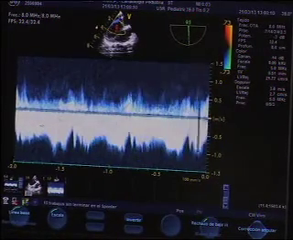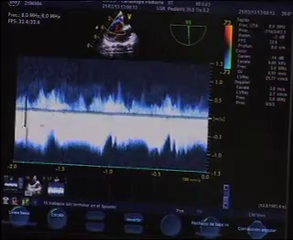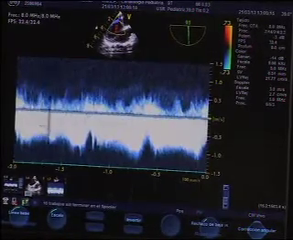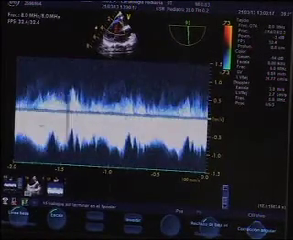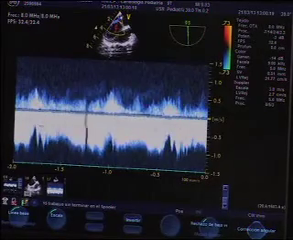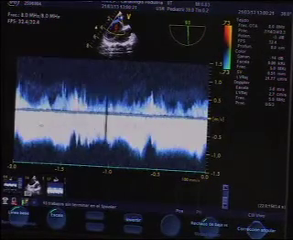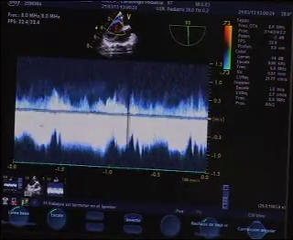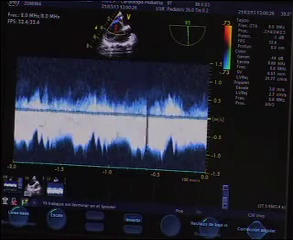So I think we can check this patient with echo, looking for some restriction of the ASD in the next month.